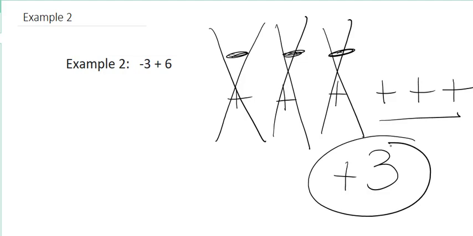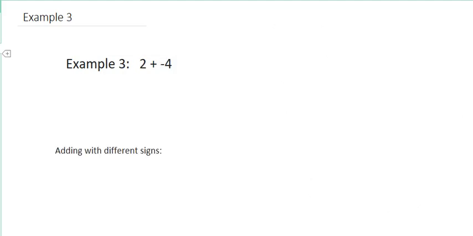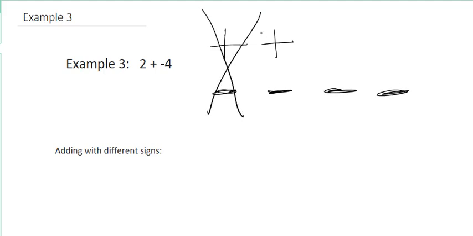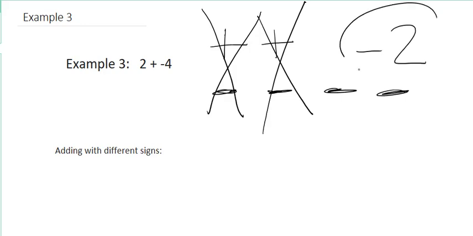So let's look at another example. So we have 2 plus negative 4. So the 2 can be broken down into 2 positive signs. And then the negative 4 is 4 negative signs. So let's cross out again, positive and negative sign, and now we're left with 2 negative signs. So our answer is negative 2.